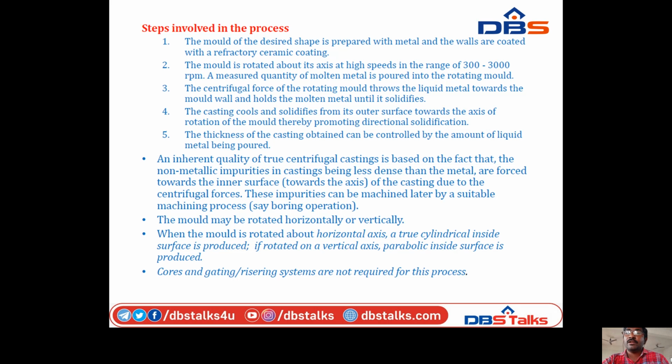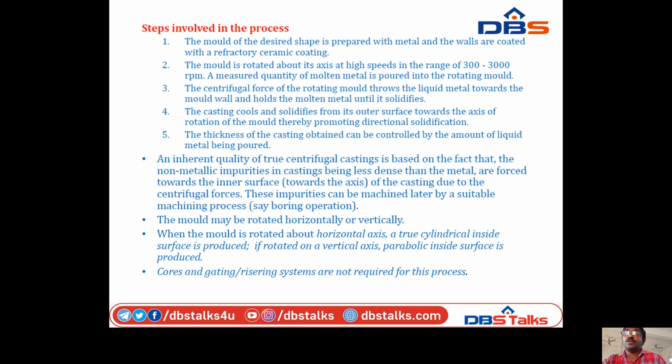Steps involved in the process. The mold of the desired shape is prepared with metal and the walls are coated with a refractory ceramic coating. The mold is rotated around its axis at high speeds in the range of 300 to 3000 rpm. A measured quantity of molten metal is poured into the rotating mold. The centrifugal force of the rotating mold throws the liquid metal towards the mold wall and holds the molten metal until it solidifies.